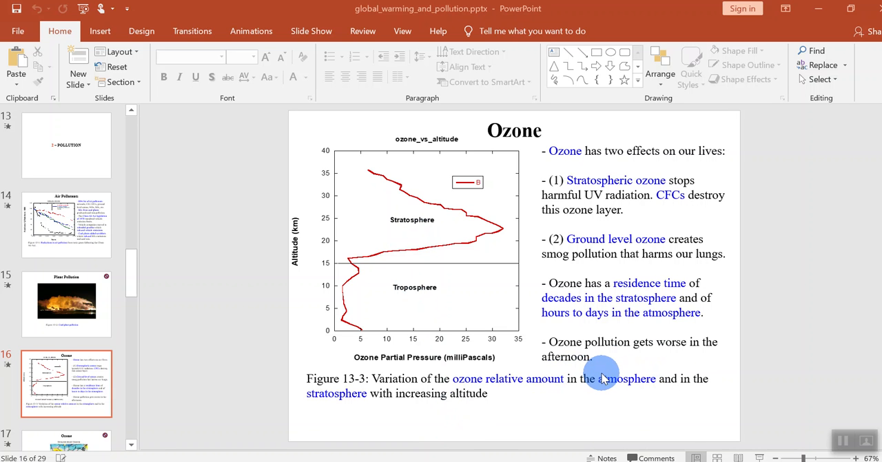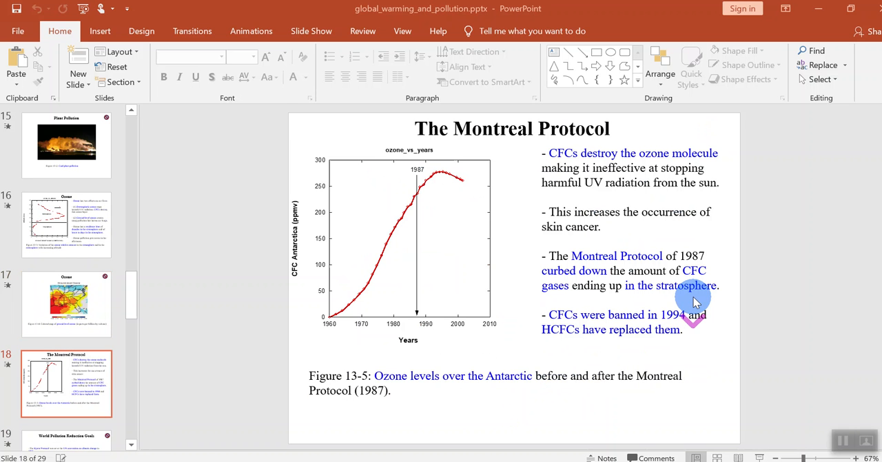Ozone pollution gets worse in the afternoon. There's a traffic, due to traffic, the commute. Okay, so let's skip this one. We said that CFCs in spray cans destroy the ozone molecule. Increases occurrence of skin cancer. So the Montreal Protocol 1987 curbed down the amount of CFCs. So they went down. CFCs got replaced by HCFCs, which do not destroy the ozone layer.